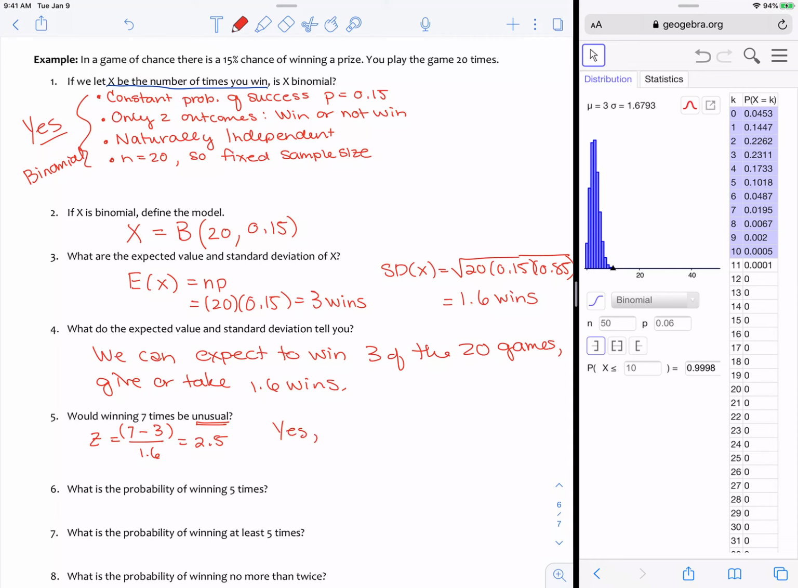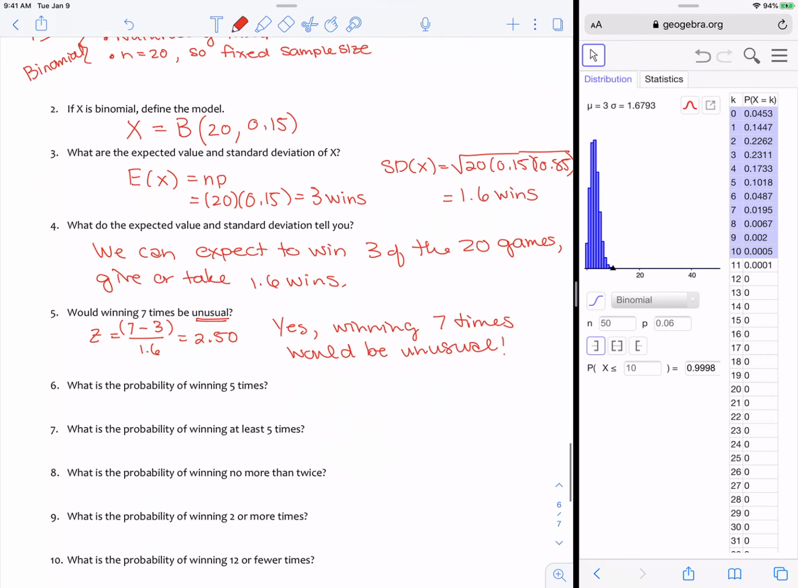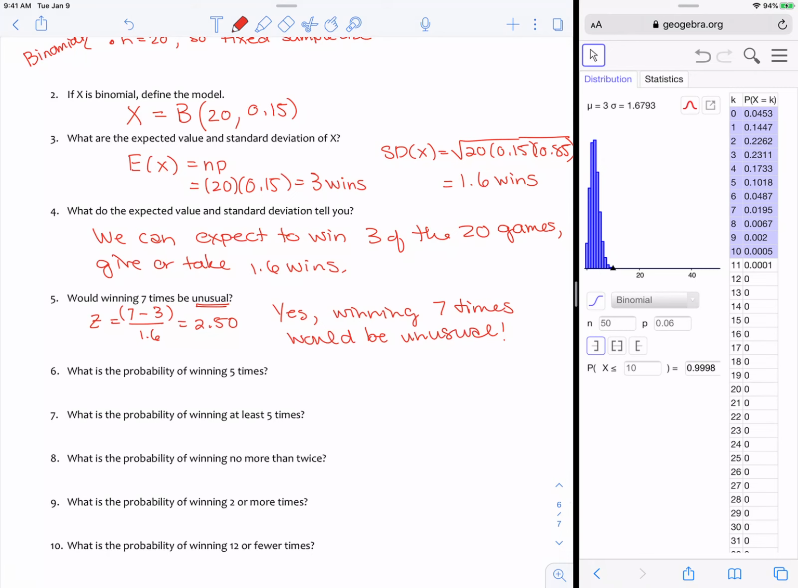So yes, winning 7 times would be unusual. Okay, and again, because our z-score is greater than 2, meaning more than 2 standard deviations from the mean. What is the probability of winning 5 times? Okay, so that's exactly 5 times. So I'm looking for the probability that x equals 5.